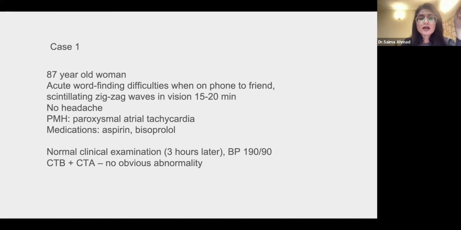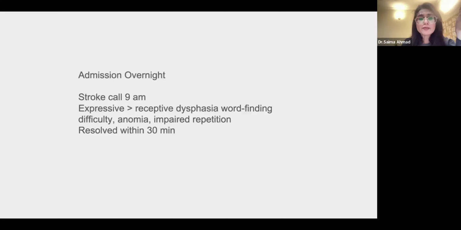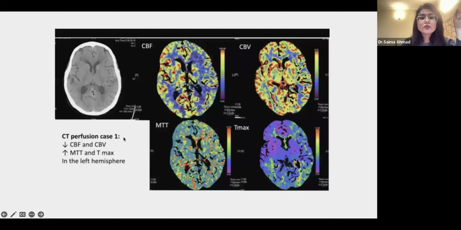When CT brain and CTA were done, both were unremarkable. She was admitted, and the next day she had the same episodes which lasted for 30 minutes and then resolved. So this is the imaging. You can see the CT is unremarkable. CTA was also unremarkable, which is not shown here.